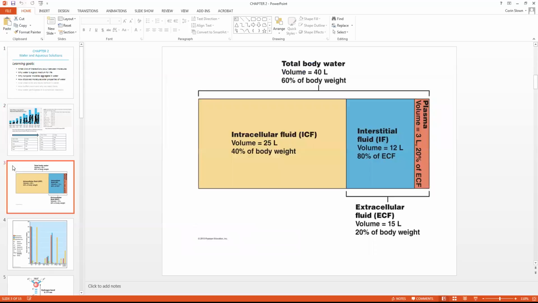If we take a look at our total body water then, say you have a volume of 40 liters, which is 60% of body weight. And we partition that into our intracellular fluid, which is 40% of our body weight, so that's 25 liters. And then our interstitial fluid and plasma make up the extracellular fluid, which is the other 20% of our body weight, or 15 liters. And you can figure out, for extracellular fluid, the interstitial is about 80% of that, and for plasma, it's about 20% of the extracellular fluid. So this gives us the big picture of where the water that's in our bodies goes.